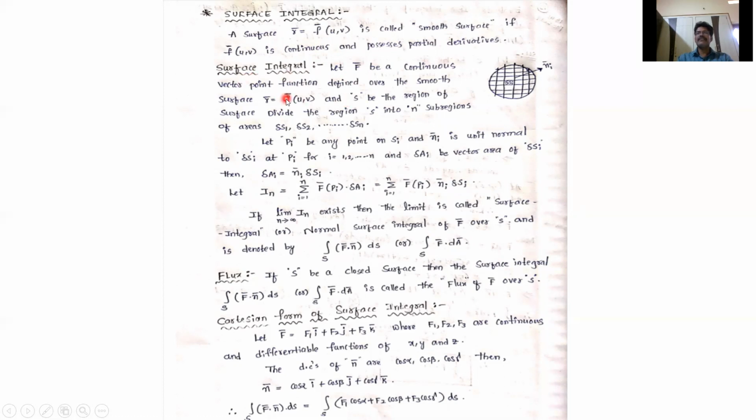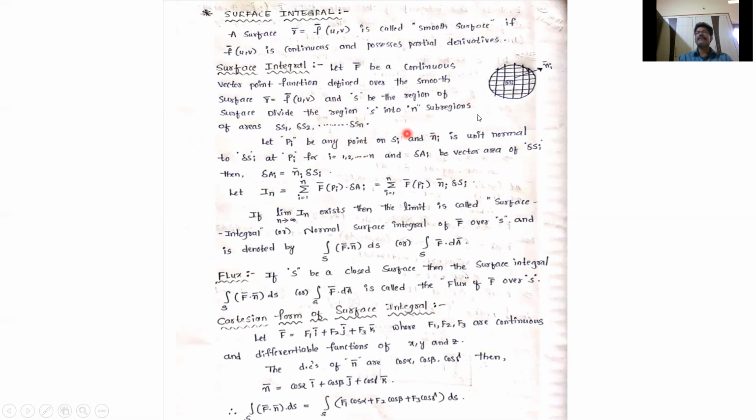Now we see the definition of the surface integral. Let f bar be a continuous vector point function defined over the smooth surface r bar equal to f bar (u, v), and S is the region of the surface. Divide this region S into n subregions, S1, S2, up to Sn, whose areas are delta S1, delta S2, up to delta Sn respectively. That is, the area of S1 is delta S1, the area of S2 is delta S2, and so on.